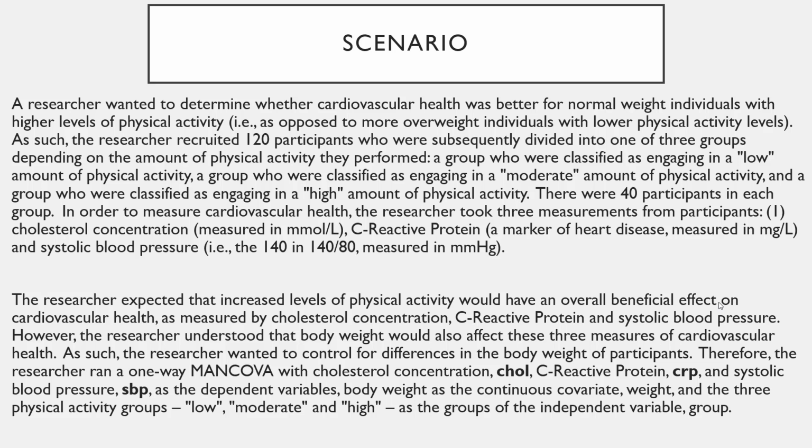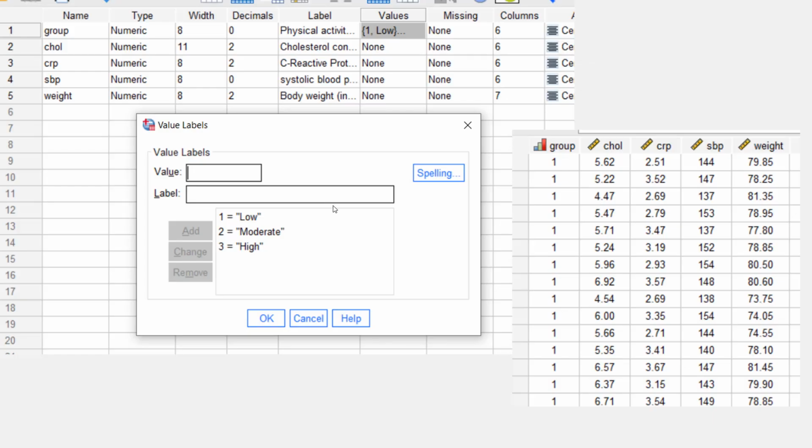However, the researcher understood that body weight would also affect these three measures of cardiovascular health. As such, the researcher wanted to control for differences in body weight of participants. Therefore, the researcher ran a one-way MANCOVA with cholesterol concentration, C-reactive protein, and systolic blood pressure as the dependent variables, body weight as the continuous covariate, and three physical activity groups, low, moderate, and high, as groups of the independent variable.